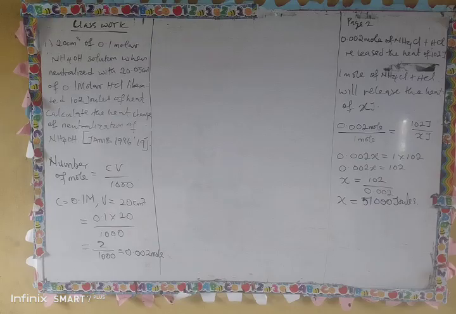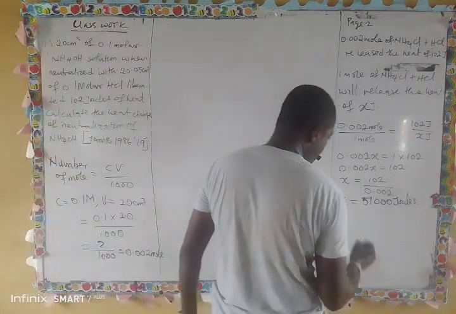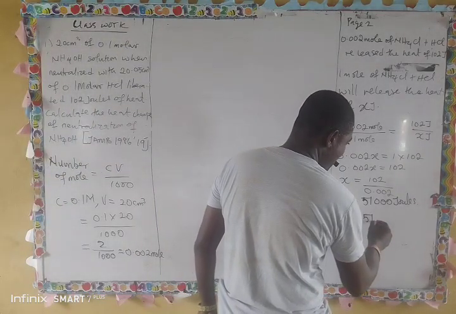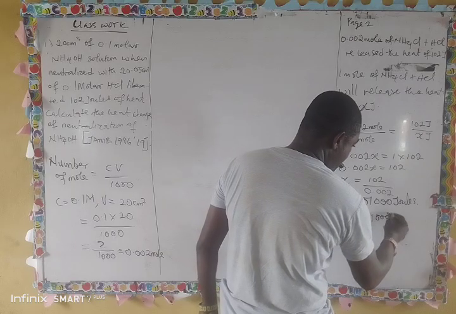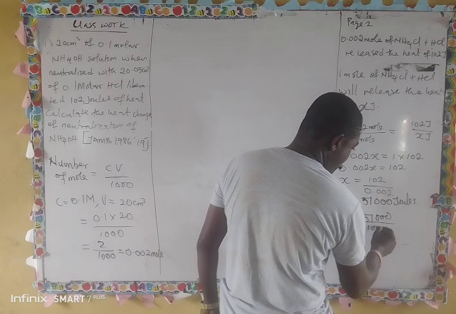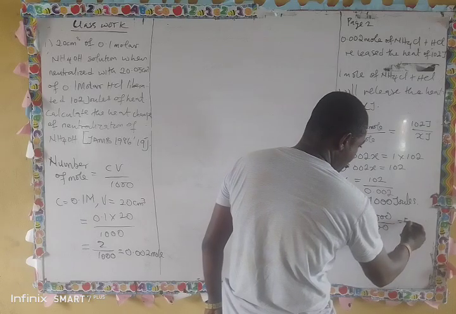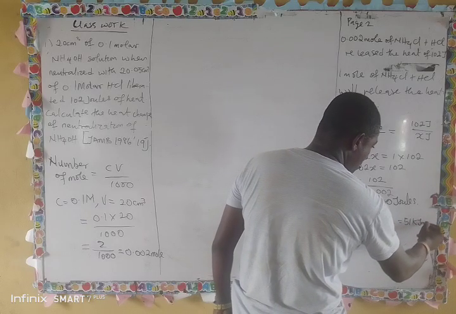So we are moving very straightforwardly to spontaneous reaction. But first, what do we do to convert it to kilojoule? Divide it by 1,000. So 51,000 over 1,000. The answer is 51 kilojoule per mole.